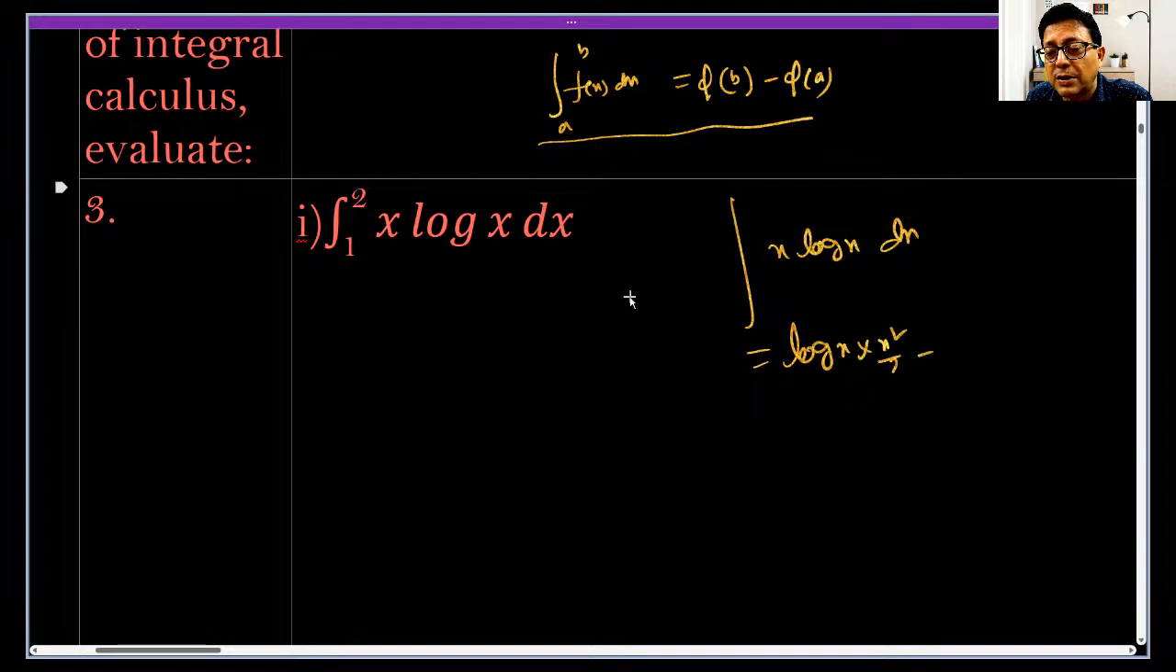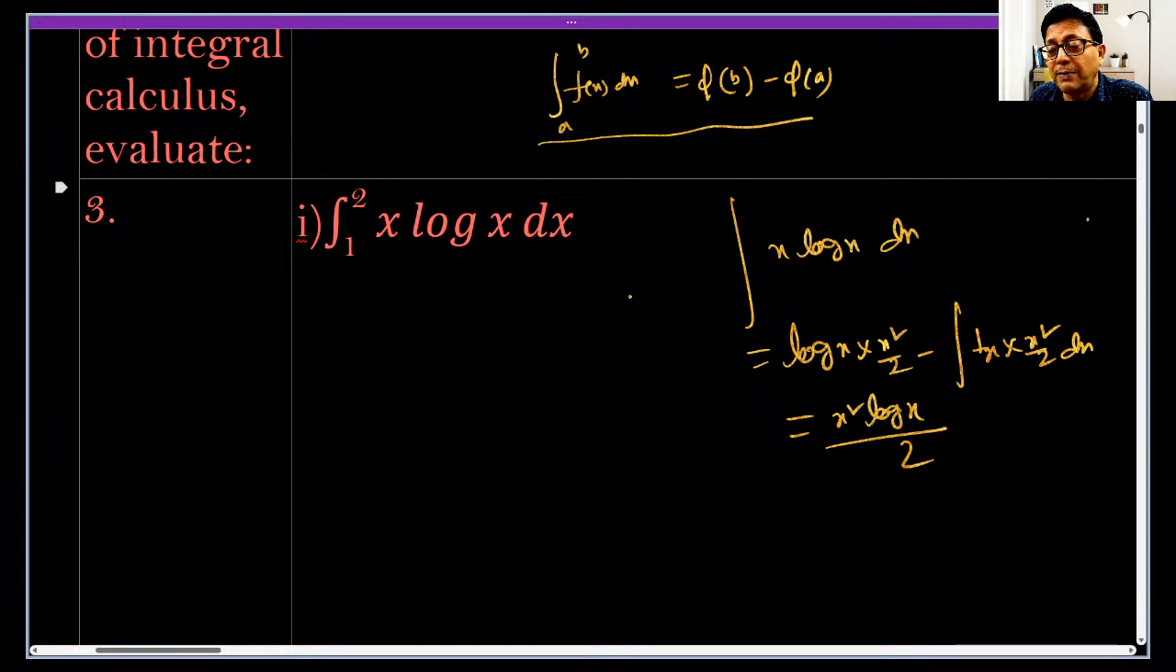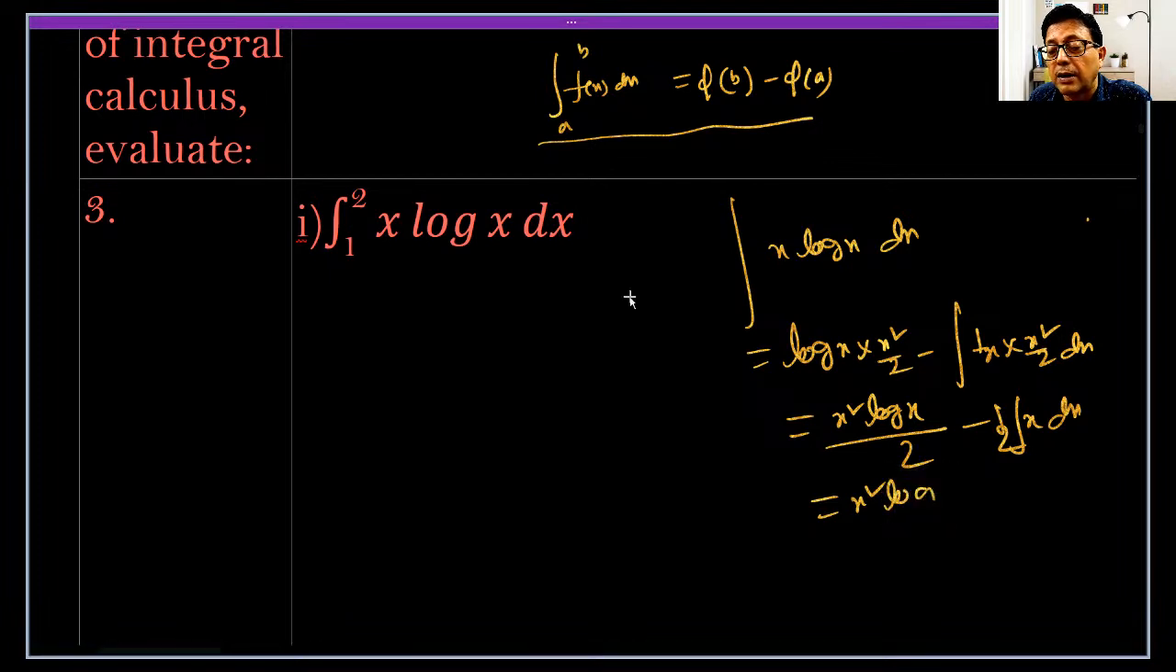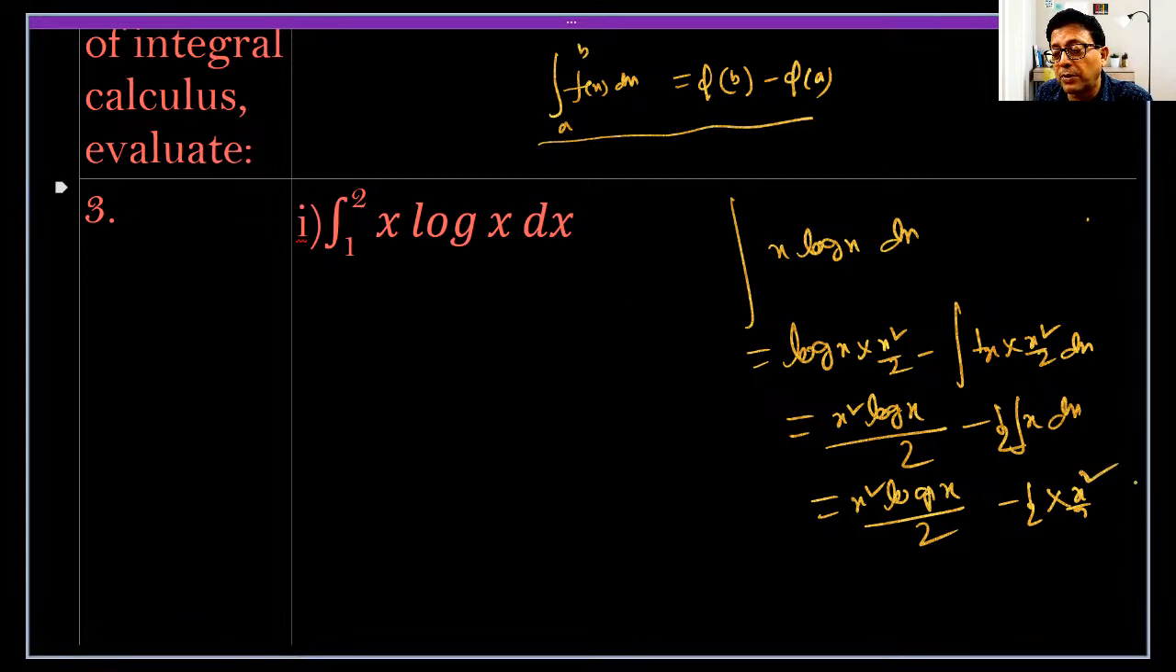Log x first, this minus, x square log x by 2 minus half x dx. Okay, so phi(x) is found out.